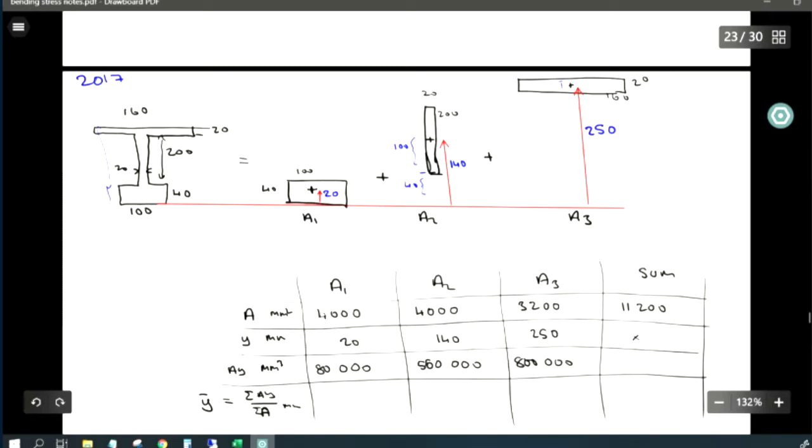Okay, so if you add those up, you get 1.44 by 10 to the 6, or just 1,440,000 square millimeters. Okay, cubic millimeters. So the Y bar is this one divided by this one. So if we work that out, it comes to 125 millimeters. So it's right in the middle, or it's close to the middle. So it's here.